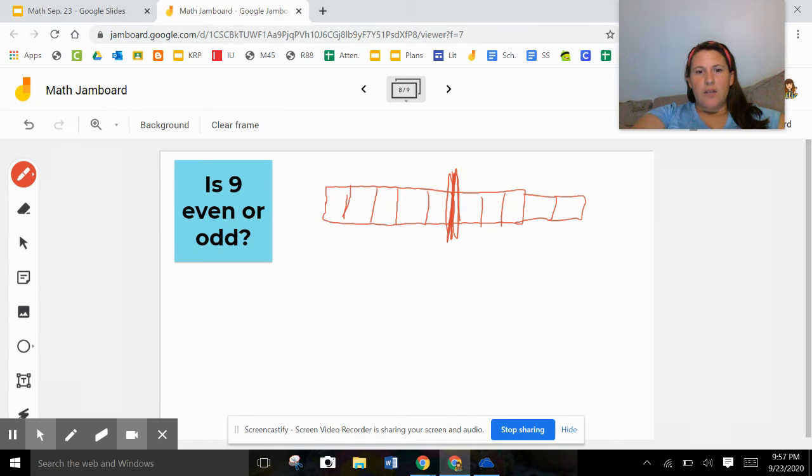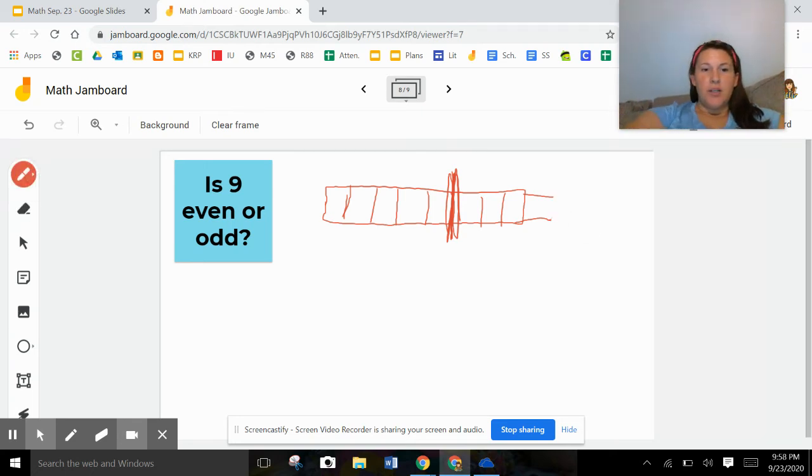So this side has 1, 2, 3, 4, 5, and this side has 1, 2, 3, 4, 5. Oh, I don't think I did that right. 1, 2, 3, 4, 5, 6, 7, 8, 9, 10. That's because my drawing has 10 blocks.